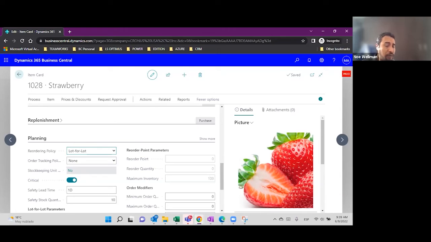So now lot for lot, the one that I'm indicating, is a reordering policy that is triggered by demand, by sales demand, actually. So you configure the lot for lot reordering policy on your item or the stock keeping unit card. And as well, we are going to explain how it works.